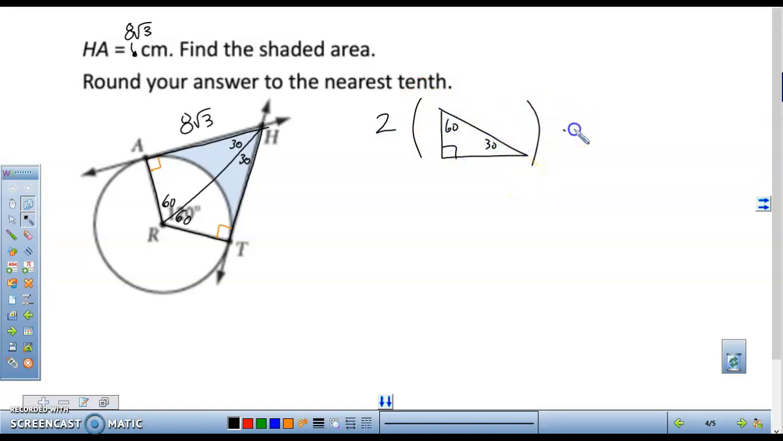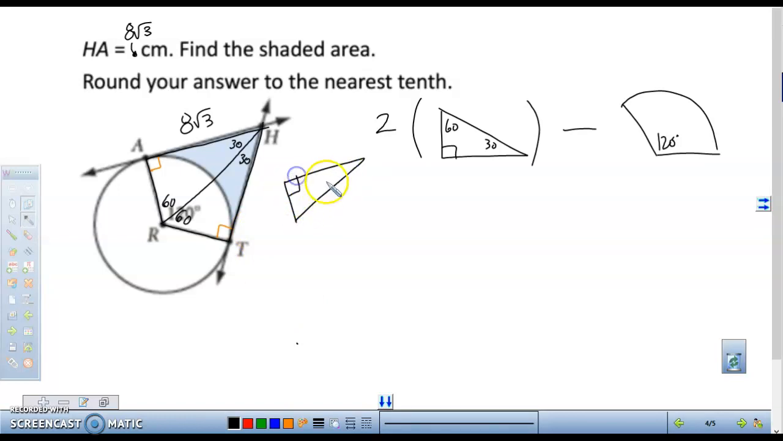And I'm going to subtract from them that sector, which is 120 degrees. So let's see what I got. First of all, one of these triangles has a base of 8 root 3. If we take a look at it, I'll kind of draw how we see it. Maybe we'll look at this one here. This is 30, 60. This is 8 root 3. So that would go here in my little diagram.